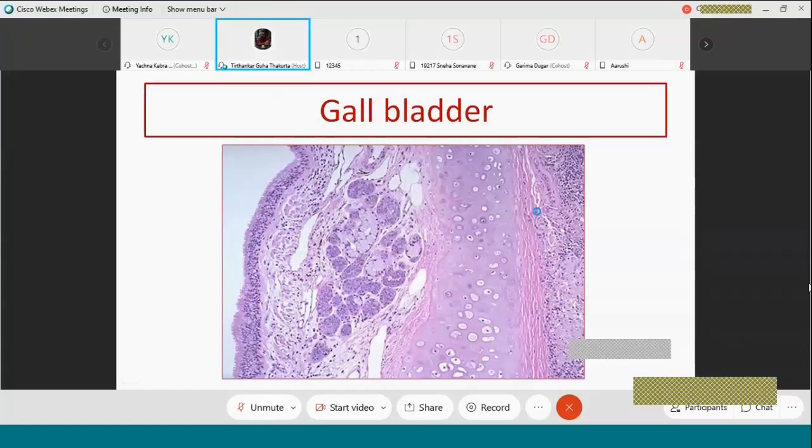Identify this organ. Identify the components first. There is a lining epithelium. Identify that. There are some glandular components. There is one different connective tissue component and another kind of a tissue component.